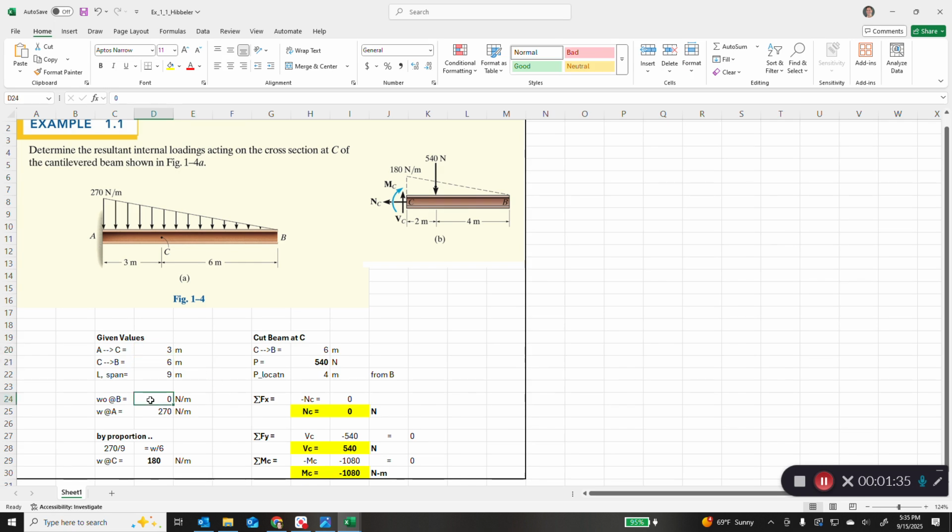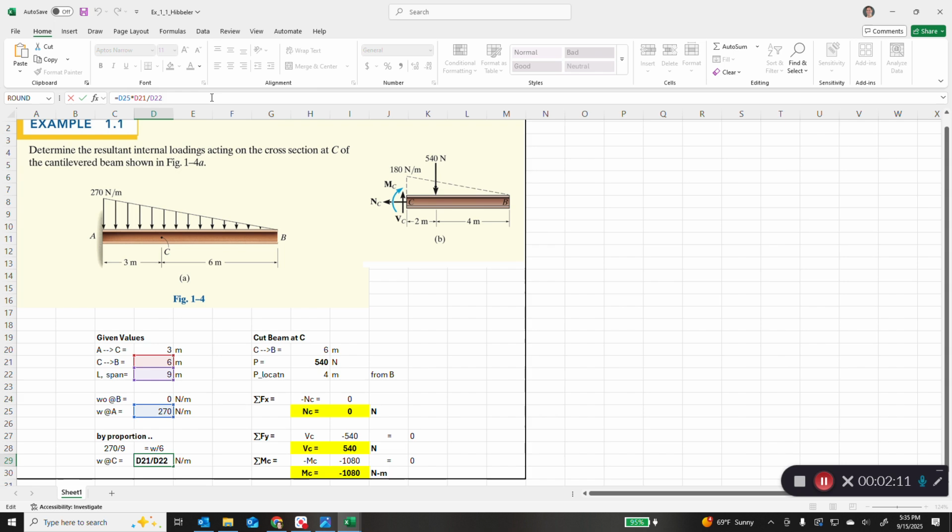And the distributed load at B is 0 newtons per meter, and that increases linearly along the beam up to the cantilevered wall to 270 newtons per meter at point A, and that's triangular. So by proportion, we want to know what the distributed load would be at point C. So we can just take 270 over the whole length, which is 9, is equal to W, which is the unknown, over 6. And that's achieved by just calculating 6/9 of 270.